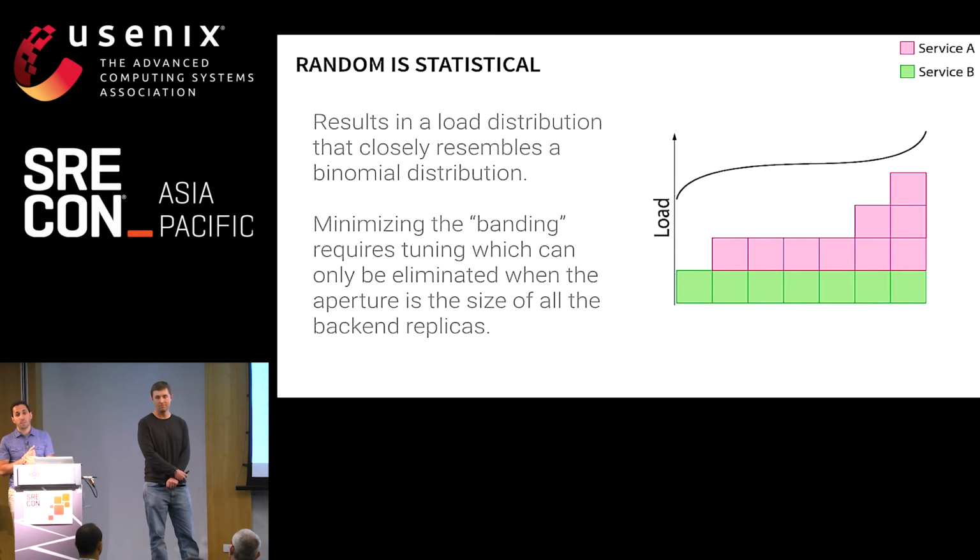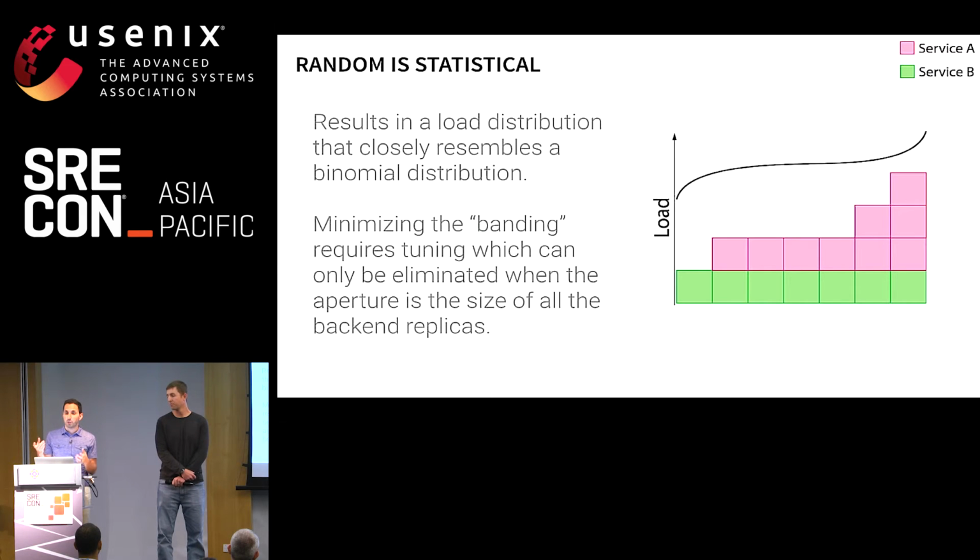Fortunately, because random is statistical, we have all the statistical tools at our disposal to reason about this. And it turns out that the random process we use to select sessions that we put into apertures can be closely modeled by a binomial distribution. We can minimize this banding by tuning the binomial distribution, but we can never really eliminate it until we go back to fully open apertures.